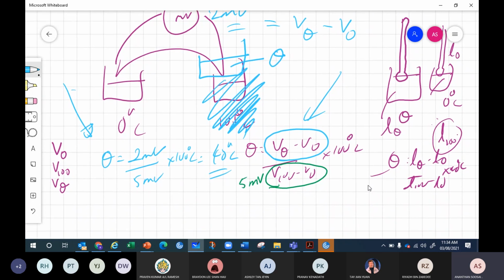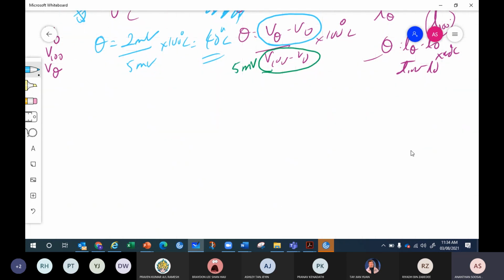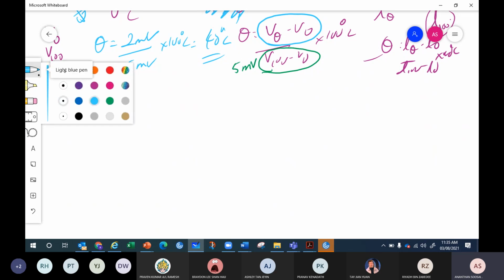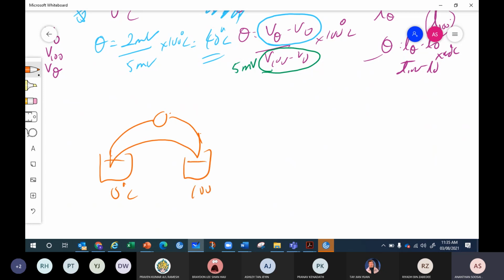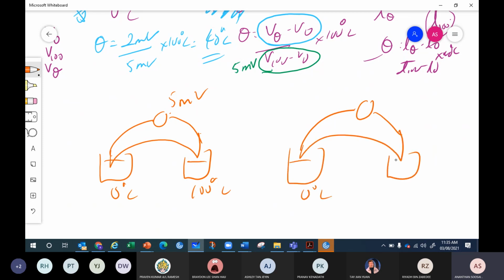Let me ask you one question about the calculation of thermocouple. Let's see how well you adapt to the idea. Let's say you have one thermocouple. I draw this. This is 0 degrees Celsius, this is 100. The reading is 5 millivolt. Then I put another one, like this. Here is 0 degrees Celsius, here is theta, but the reading shows negative 3 millivolt. What is the temperature of theta?